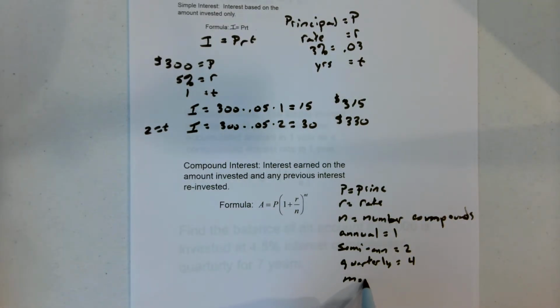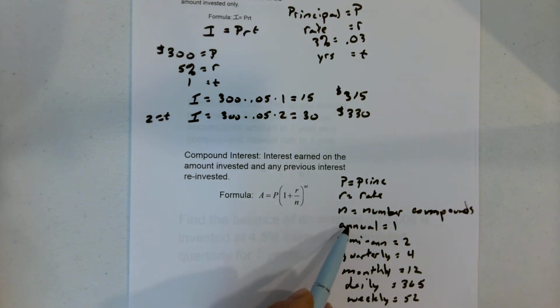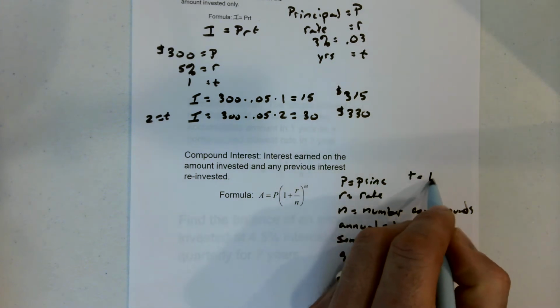We can do it monthly, which is going to be 12 times a year. We could do daily, which is 365. Oh, I forgot weekly. We could do weekly as well, 52 times a year. Daily, 365 times a year. We can go down to hourly and minutely if we want, even nanosecond. But we're normally going to use anywhere from annually to daily. And then T is going to be our time in years.